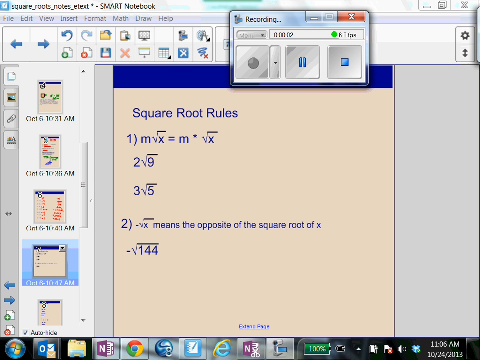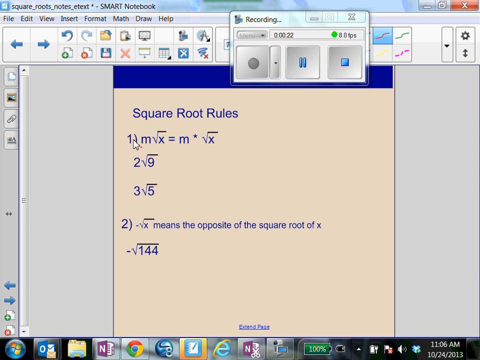So now we're going to talk about square root rules, and square root rules apply really to any roots, but we're focusing on square roots, and a lot of this has to do with notation. The first rule is just explaining notation. It's letting you know that when you have a number beside a square root, there's understood multiplication between them.